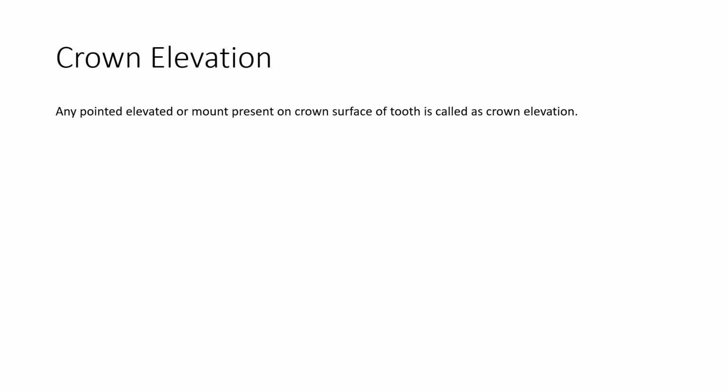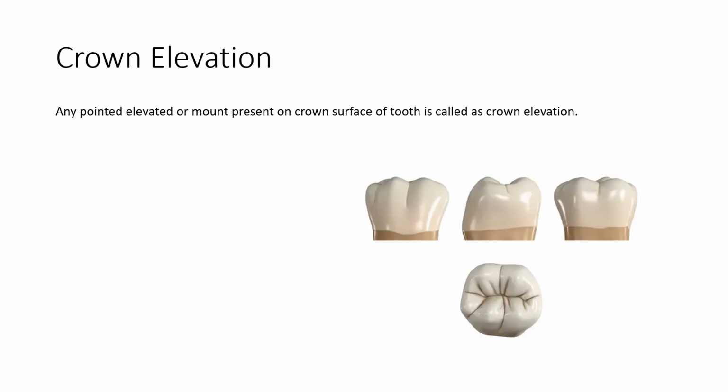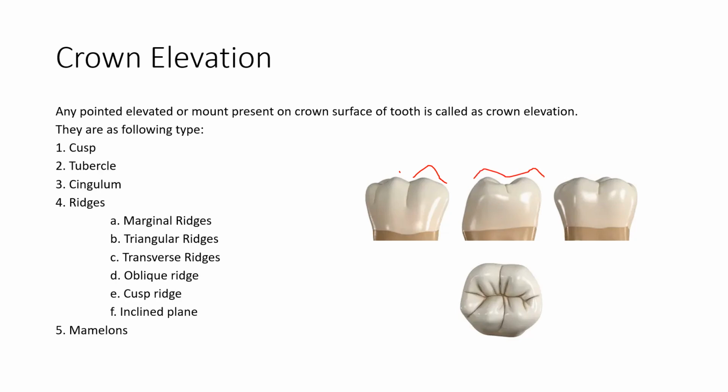Any pointed, elevated or mount present on the crown surface of a tooth is called a crown elevation. You can make out here, these are the elevations which are present on the crown surface. So this is known as crown elevation. There are various types of elevation present on the crown. If you see, there is a cusp, there is a tubercle, there is a cingulum, there are ridges.